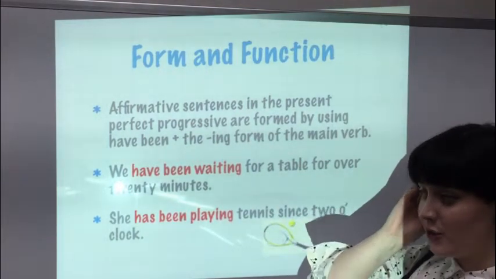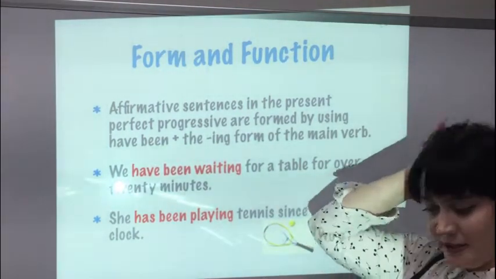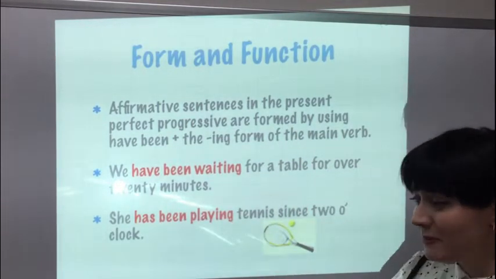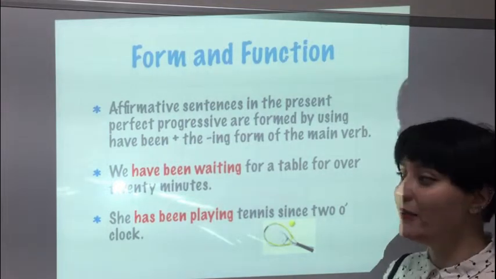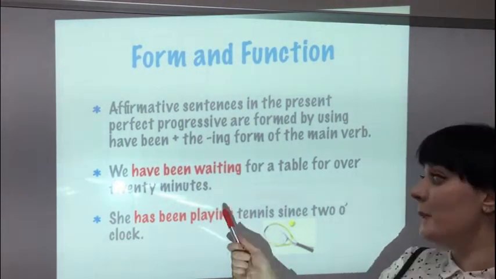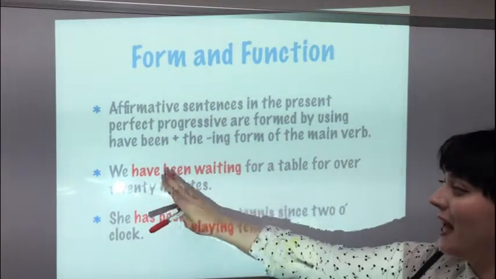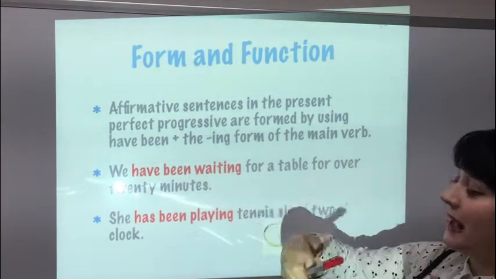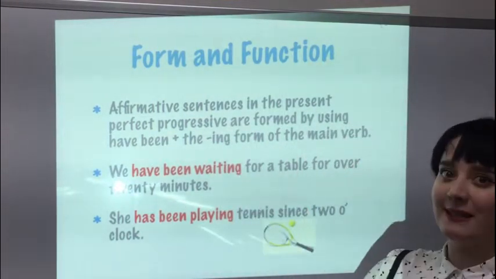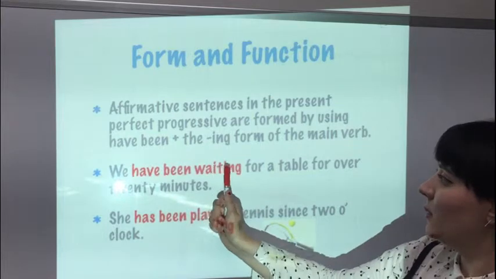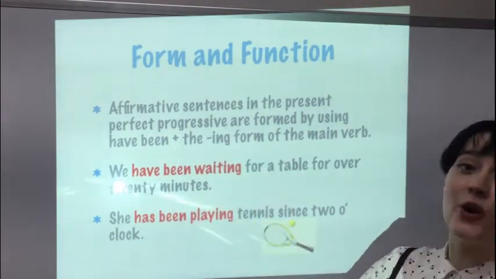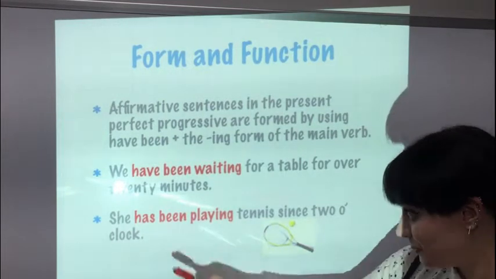So, imagine there's this super popular restaurant around your house and you've been waiting for 20 minutes to get a table there, to sit down there. So it started 20 minutes before, but you're still waiting, so you have been waiting. It's a sentence that started in the past but still influences your present. So have been waiting. Have plus been plus ing form of the main verb.